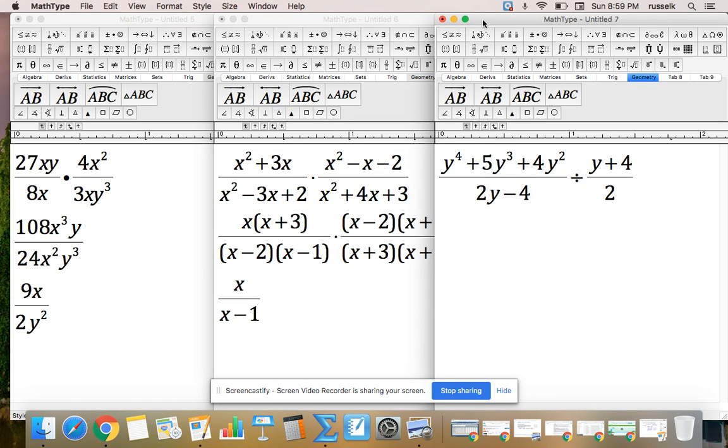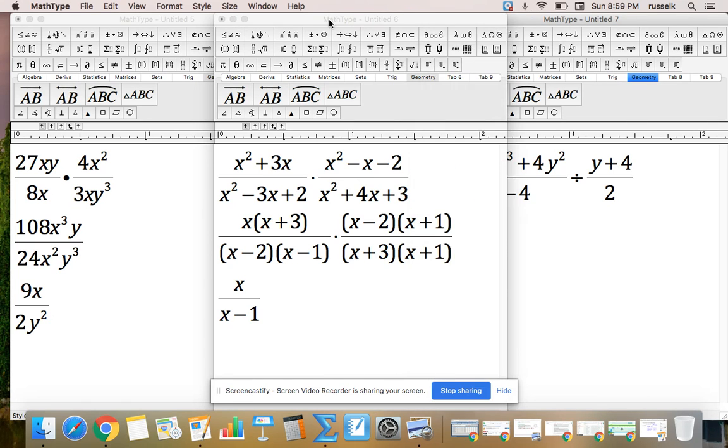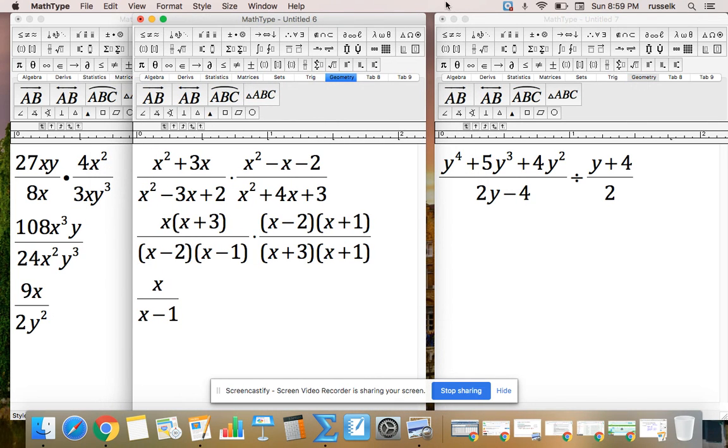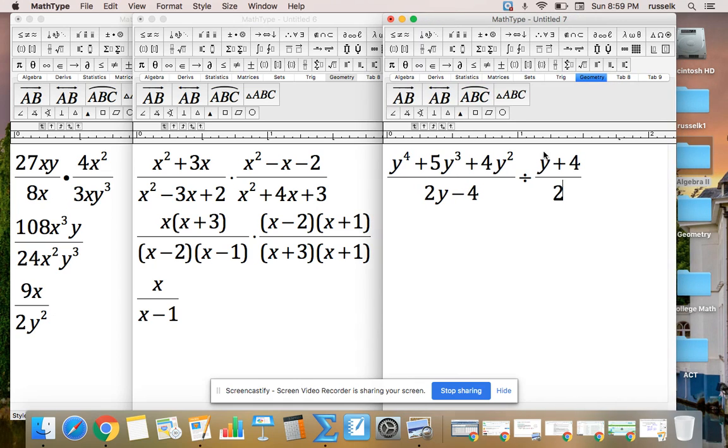In our third example, very similar problem. But now we have division. So since it's division, first thing I want to do is change this to a multiplication and then flip this second fraction over. I'd keep my first fraction the same, change it to multiplication, and then my second fraction is now 2 on top, y plus 4.